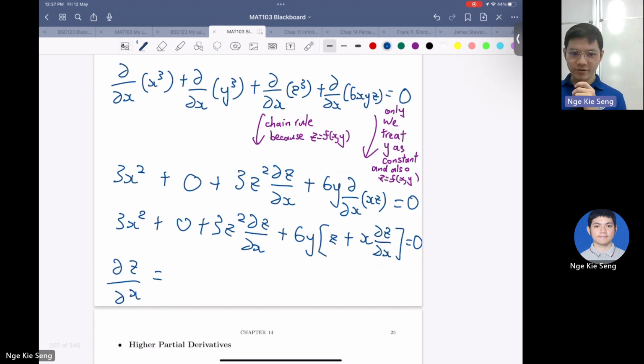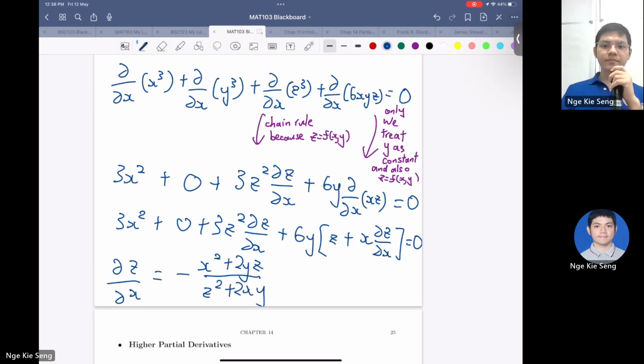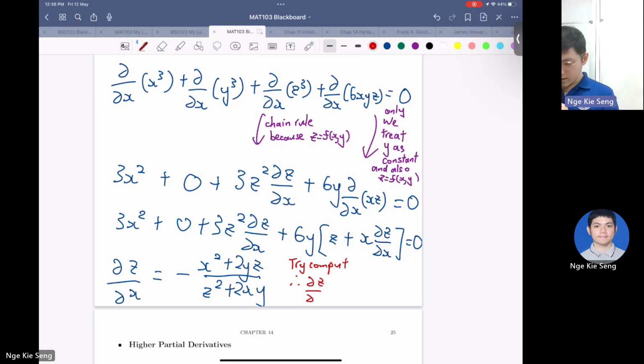So in the end, what do you get? You just collect everything to the left hand side and right hand side. What you get is del z over del x equals minus x squared plus 2yz over z squared plus 2xy. Similarly, you can try to compute del z over del y, where you get minus y squared plus 2xz over z squared plus 2xy.